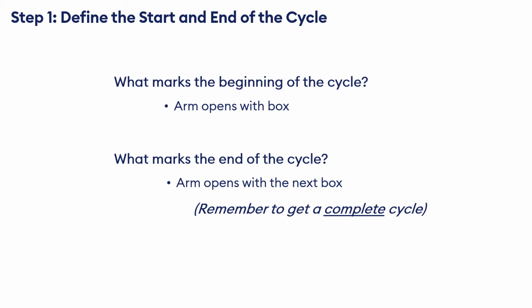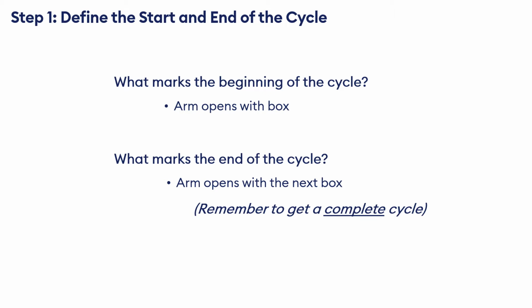Step 1 in the cycle time reduction process is to define the beginning and end of an individual cycle. In the case of a changeover, for example, the beginning might be when the line goes down at the end of one production run, and the end might be when the line starts back up again on the new product following the changeover.